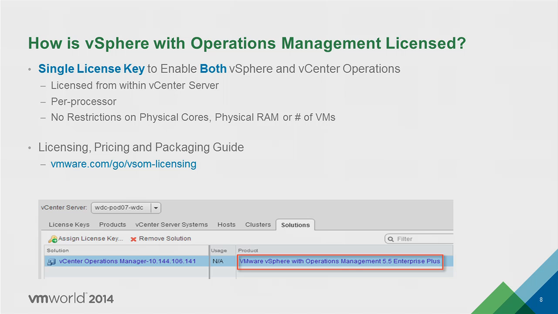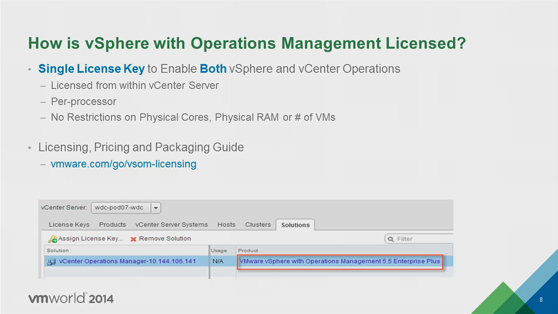So how's it licensed? Well, if you know how to license vSphere today, you're well on your way to being an expert at licensing vSOM, because it's one single license key that activates both products. One license key. These are separate installs, but it's one license key that licenses the entire substrate. So it activates the edition of vSphere you want, as well as vCenter Operations Manager.